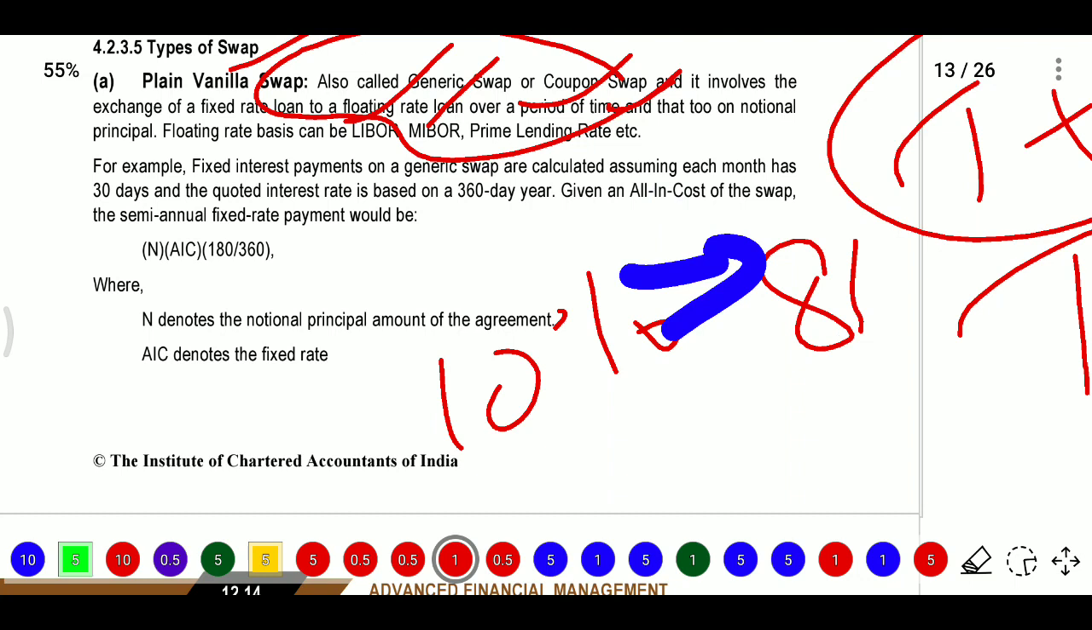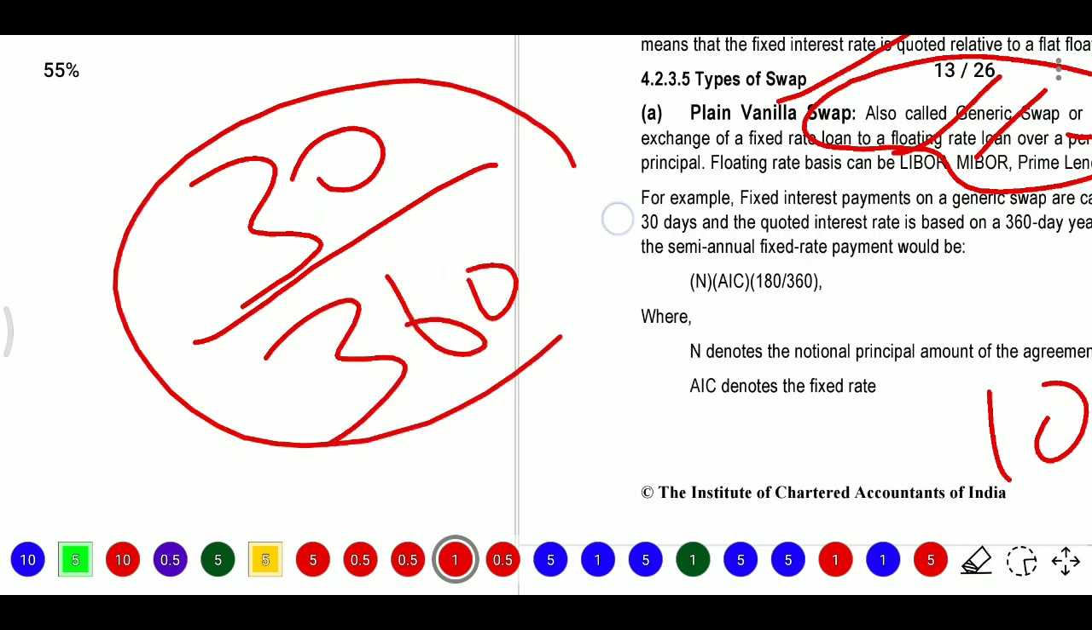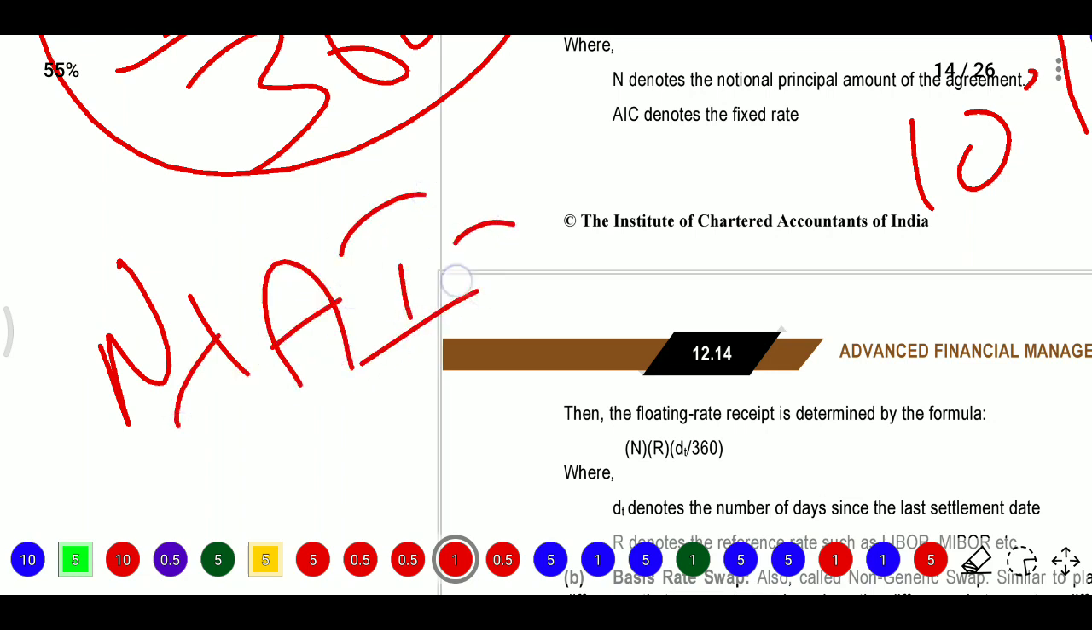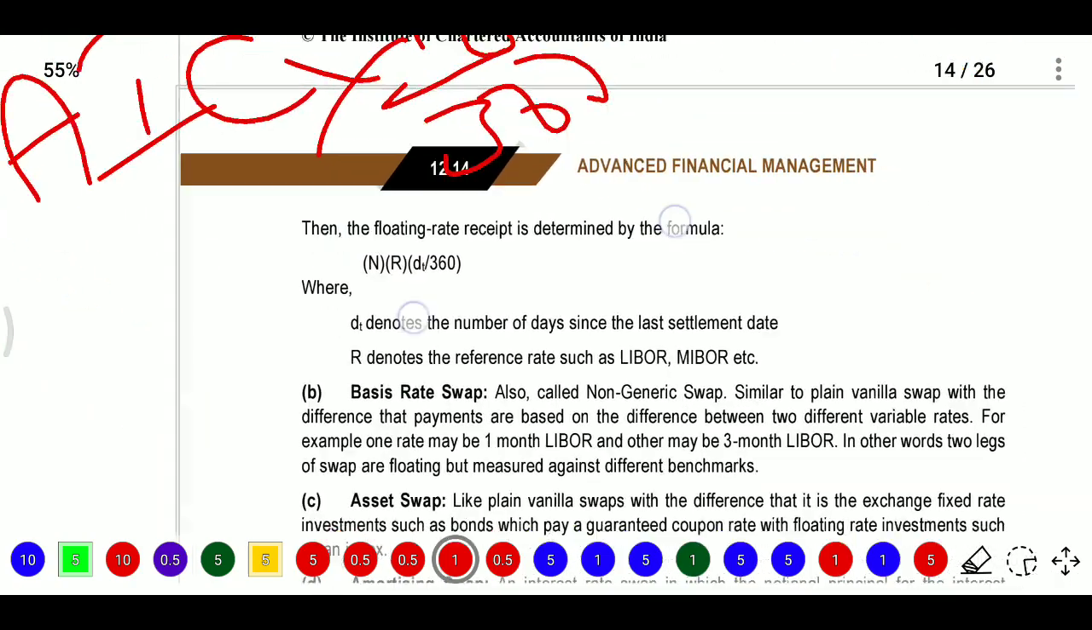Here, for example, in a generic swap, each month has 30 days and the quoted interest rate is based on 360 days. So by convention they take each month as 30 days and the year as 360 days. Whatever the month, even if February has 28 days, we need to consider 30 days because they follow the convention. And the semi annual fixed interest payment will be the notional amount times the fixed rate times 180 divided by 360 if it is 6 months.